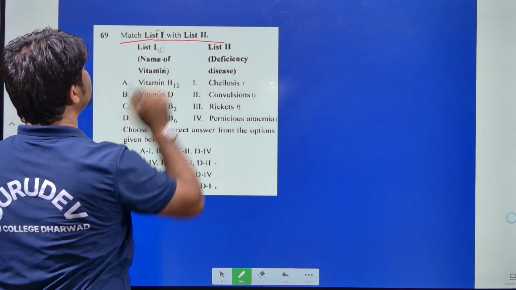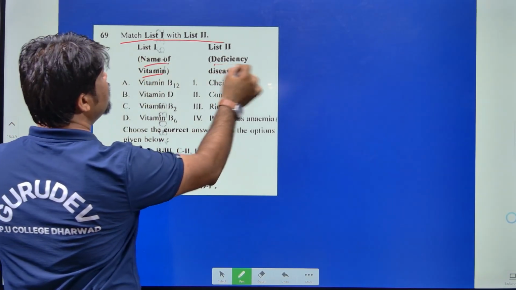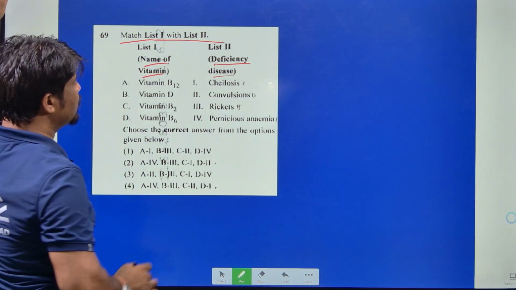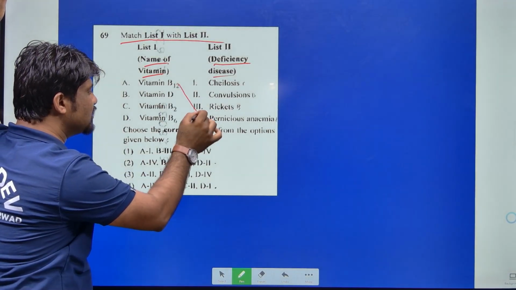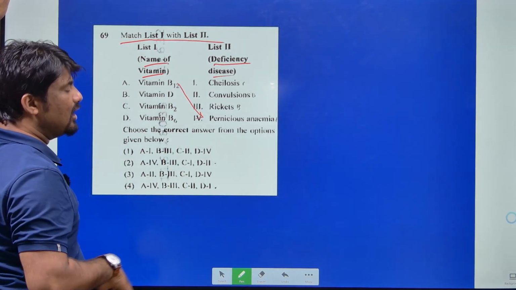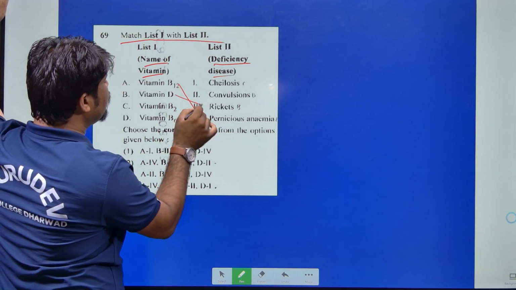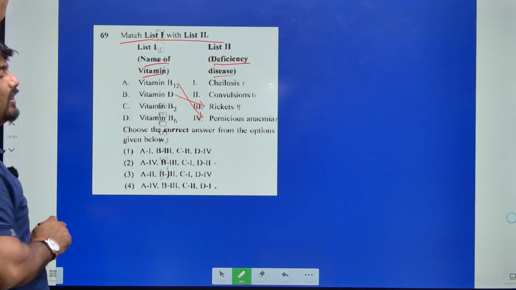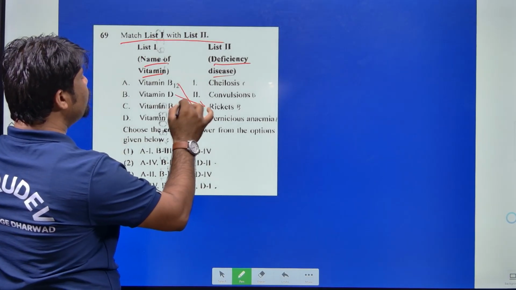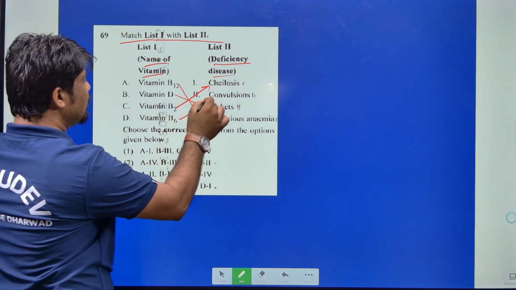Match the column list 1 with list 2. In list 1 they have given the vitamins, and in list 2 the deficiency diseases. So which disease does vitamin B12 cause? Vitamin B12 causes pernicious anemia, a lack of RBCs. Then vitamin D: deficiency of vitamin D leads to rickets. Vitamin B2 deficiency causes cheilosis, and vitamin B6 causes what?